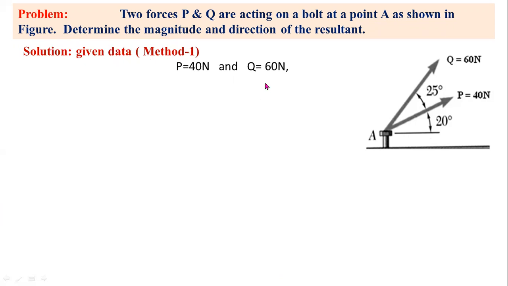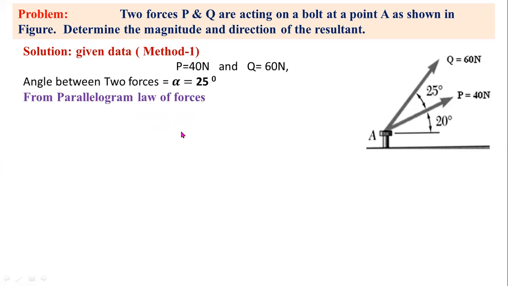The given data: P is the magnitude of the first force, P equal to 40 newtons, and Q is the magnitude of the second force, Q equal to 60 newtons, and the angle between forces P and Q is 25 degrees. You only have to consider the angle between the two forces, so don't consider 20 degrees. Here alpha equal to 25 degrees, that is the angle between the two forces.